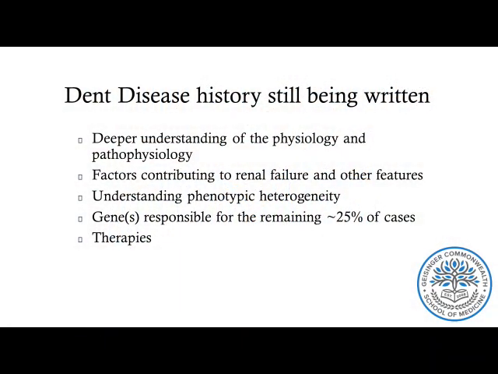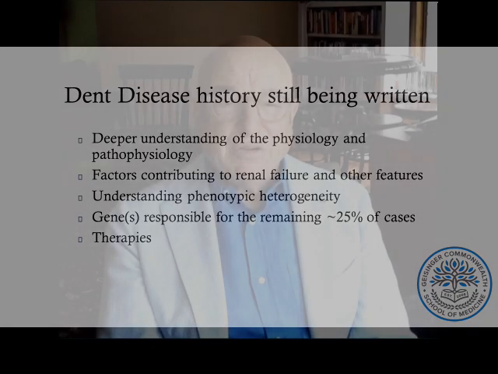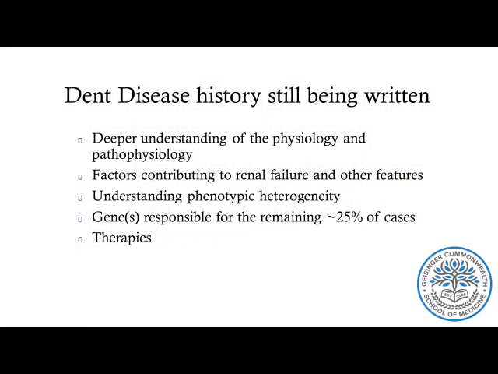And so there's much more that we know, but I've not been able to summarize. And this history is still being written. We look forward to a deeper understanding of the physiology and the pathophysiology accounted for by these 2 genes, particularly the factors contributing to renal failure and the other features of Dent disease, and understanding the phenotypic heterogeneity. Our understanding of renal failure may be enlightened by the report from John Leesky's group that almost all of the patients with renal failure had truncating and not missense mutations. A potentially important clue. We also look forward to understanding the genes responsible for the remaining 25% of cases, which presumably, since many of them are inherited, also are explained by other genes.